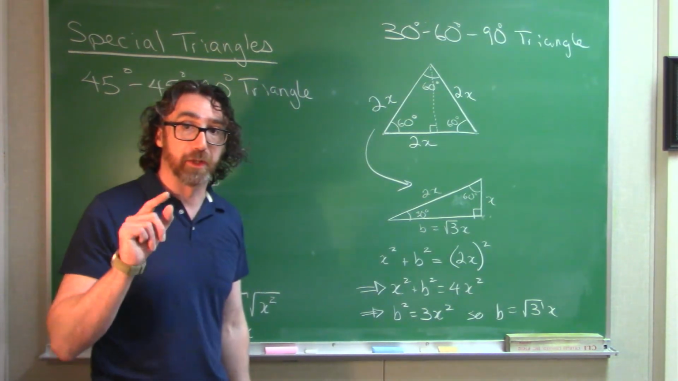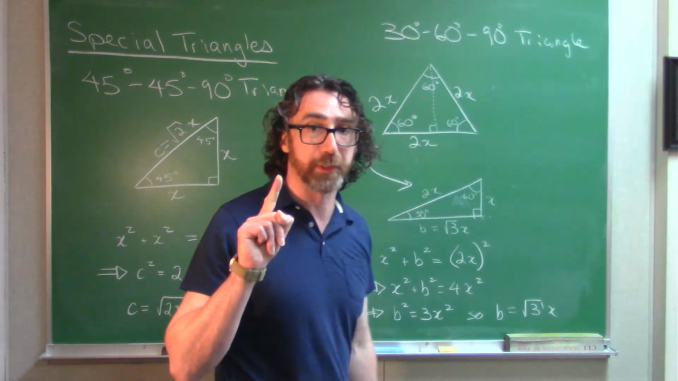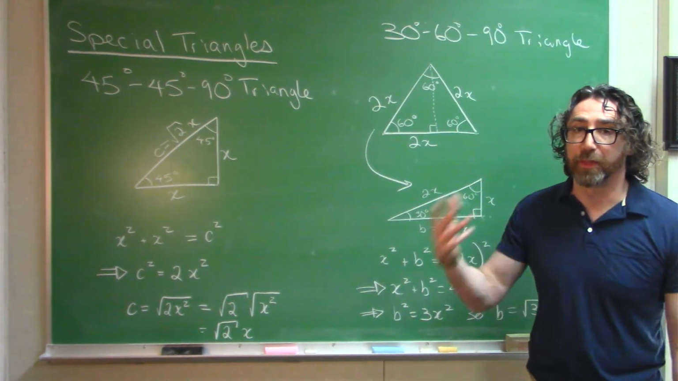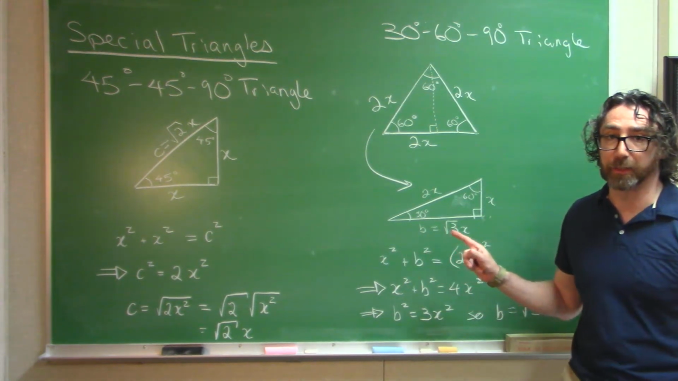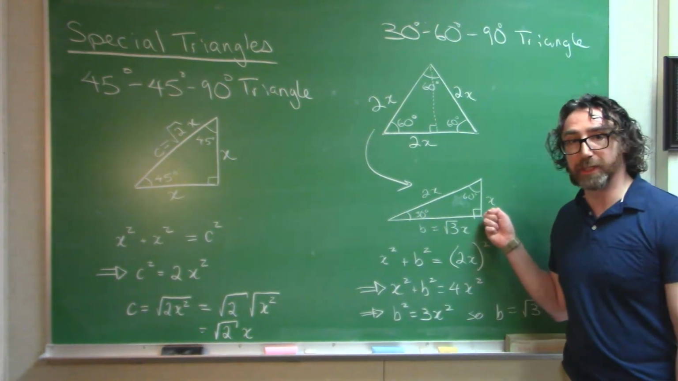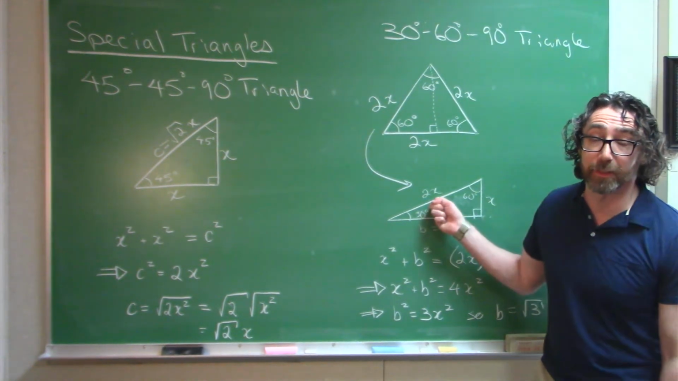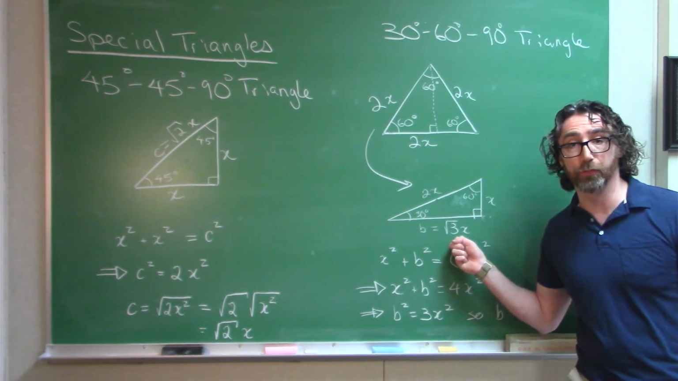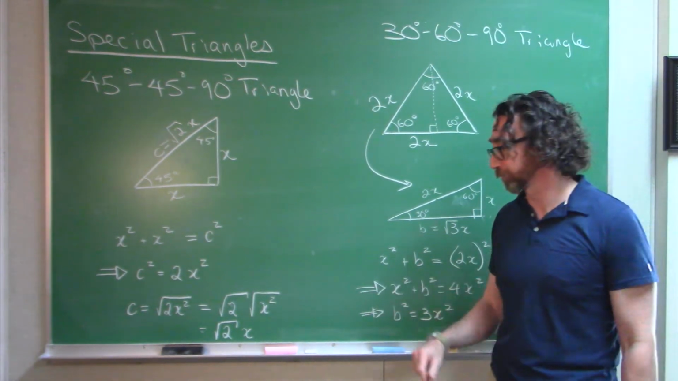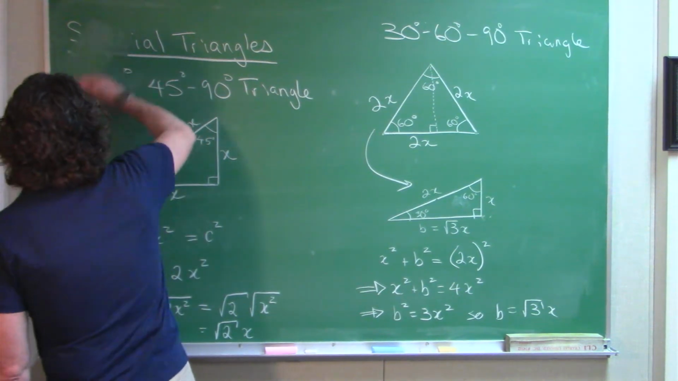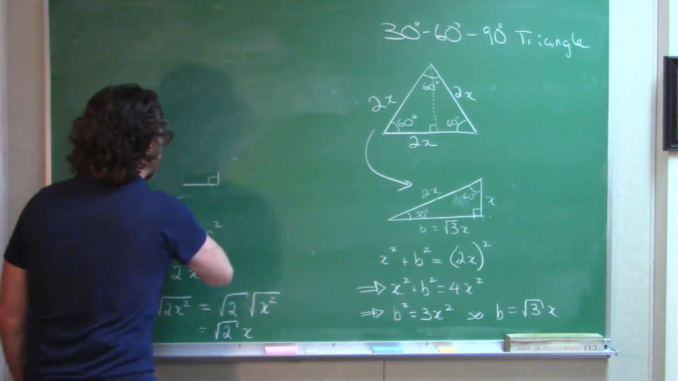So, once again, another case where if we know one of the side lengths, then we can figure out the remaining two side lengths. So if we know we have a 30, 60, 90 triangle, if we are given this side length, then we double it to get the hypotenuse. And then whatever we had here, we multiply it by radical 3 to get the other leg. Okay, let's do a quick example here of using these special triangles to help us out.